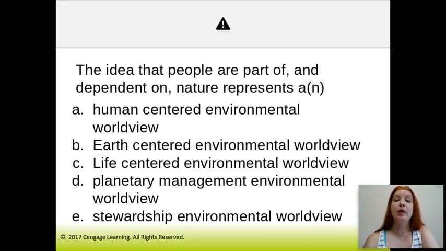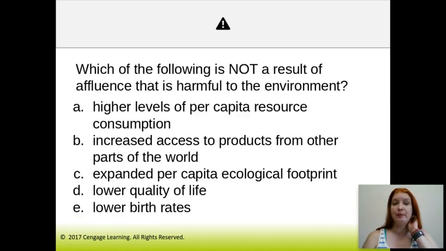The idea that people are part of and dependent on nature represents A, a human-centered environmental worldview, B, an earth-centered environmental worldview, C, a life-centered environmental worldview, D, a planetary management environmental worldview, and E, a stewardship environmental worldview. So if people are part of and depend on it, we are looking at an earth-centered environmental worldview.